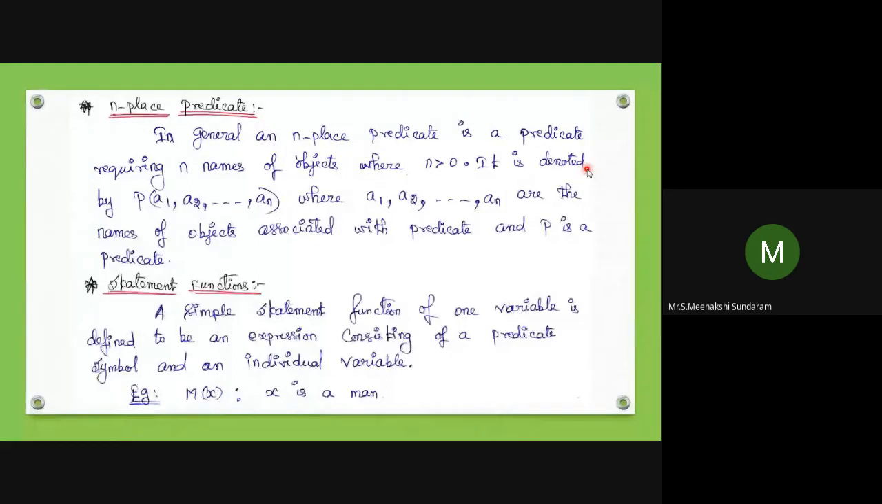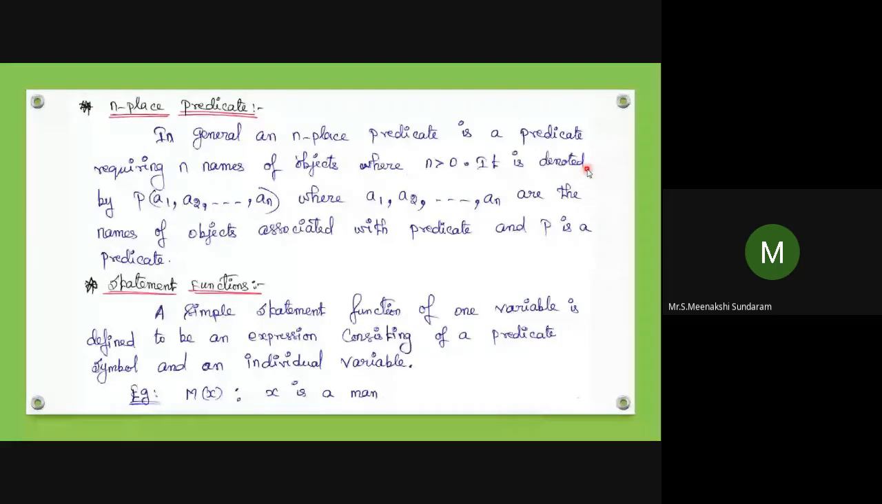Statement function. A simple statement function of one variable is defined to be an expression consisting of a predicate symbol and an individual variable. So, for example, M of x: x is a man, or x is a woman, etc. So M of x, a simple statement function of one variable, is defined to be an expression consisting of a predicate symbol and an individual variable.